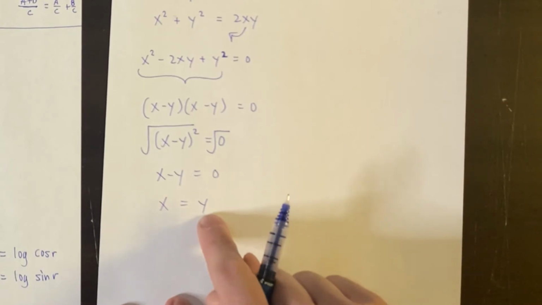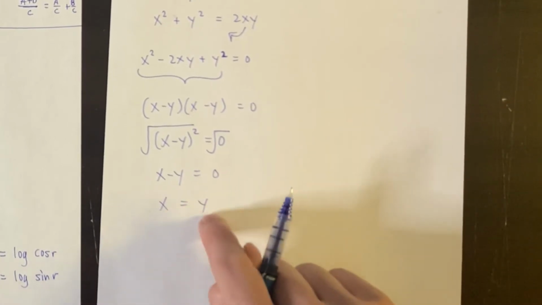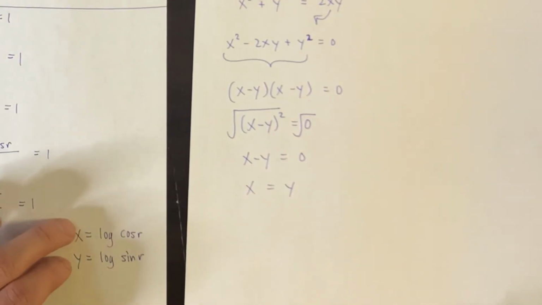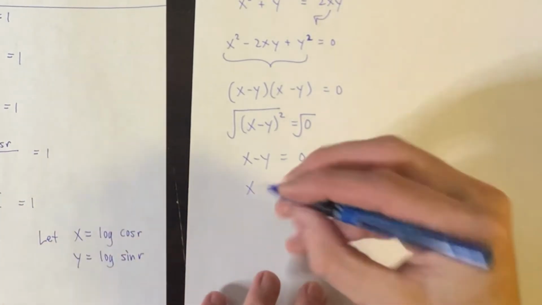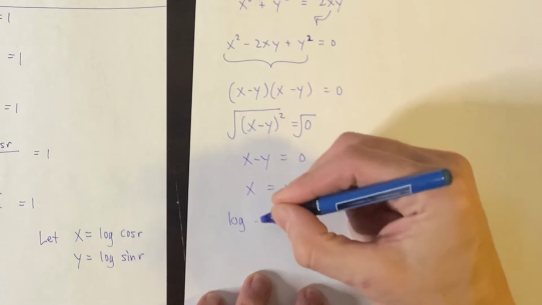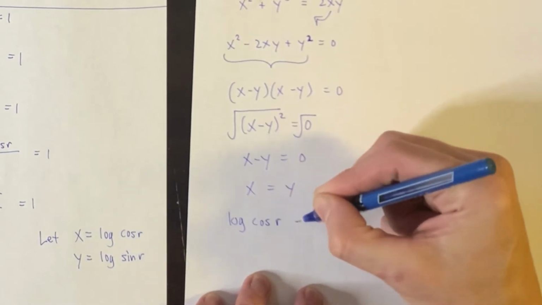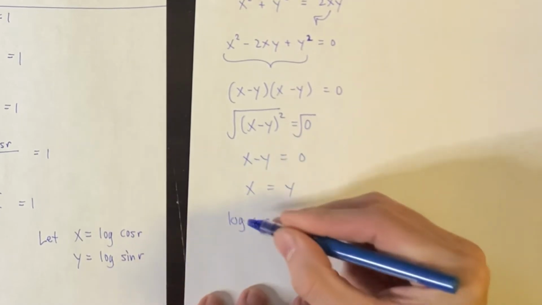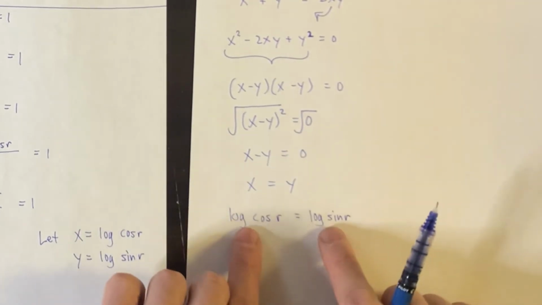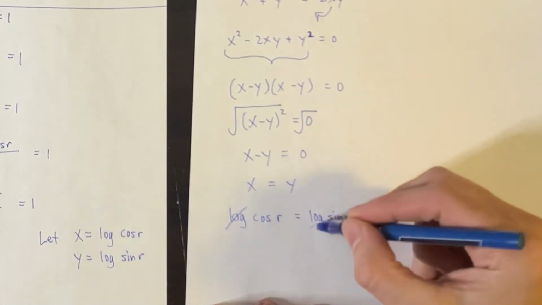x equals y. Now, what exactly were x and y? X and y were these items here. So if x and y are equal, then this equals this. So here's what we have. We have log cosine r equals log sine r. These two logs have the same invisible base of 10, so these knock out.